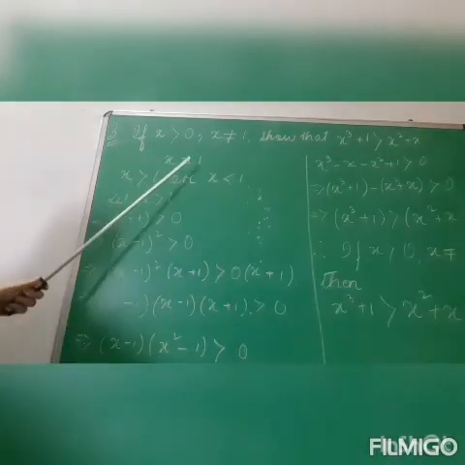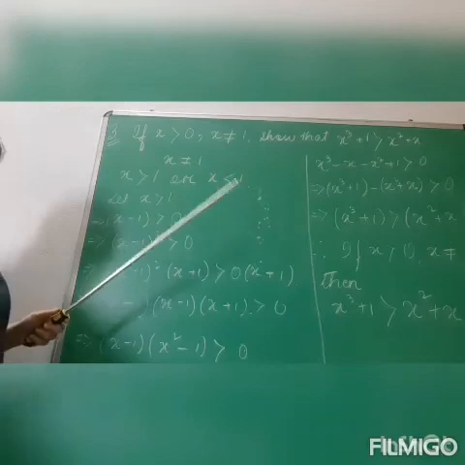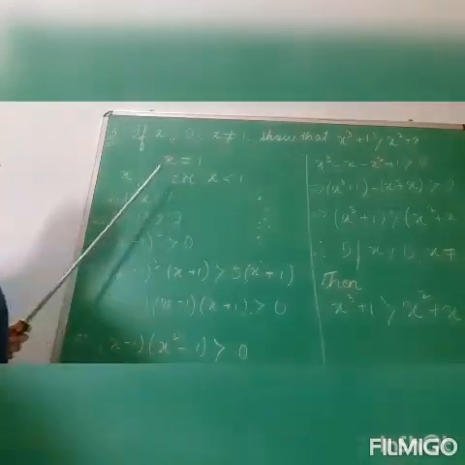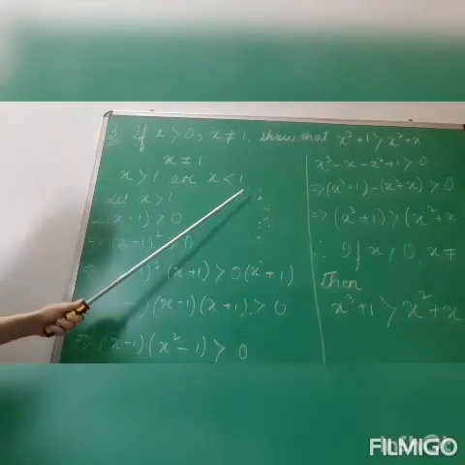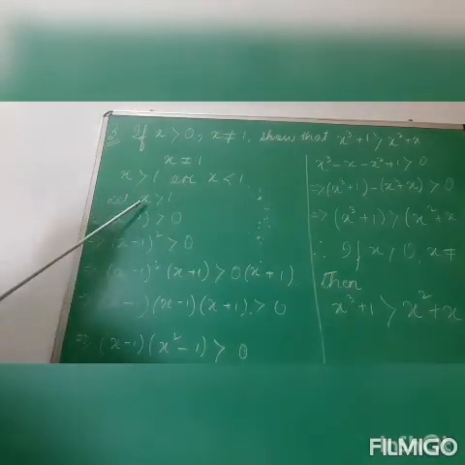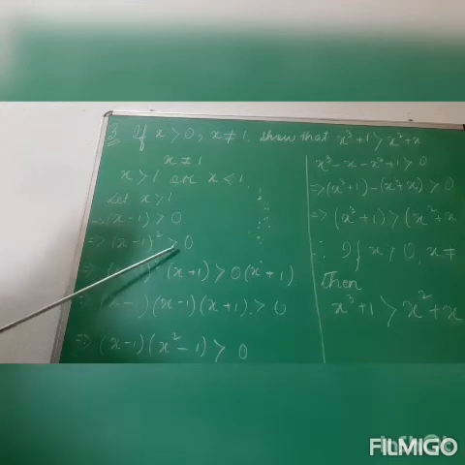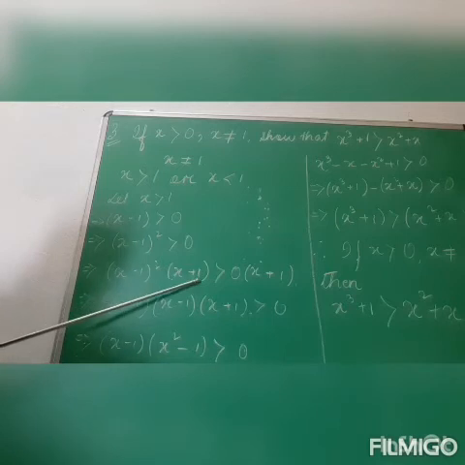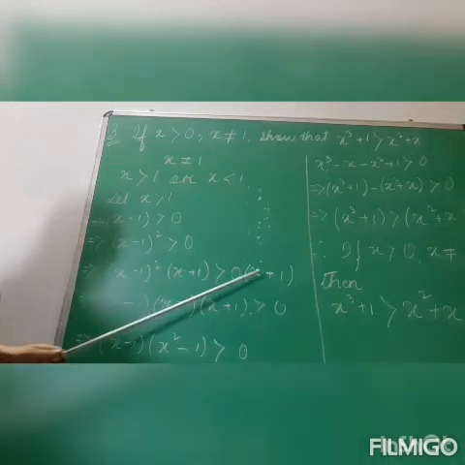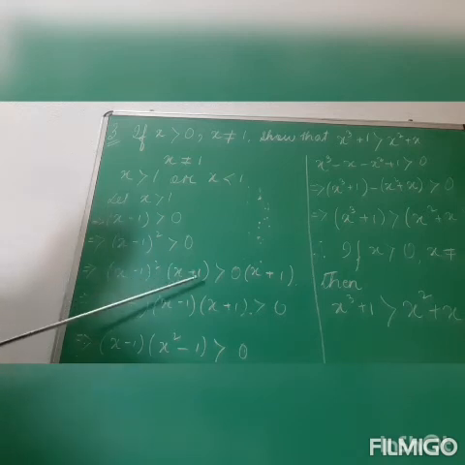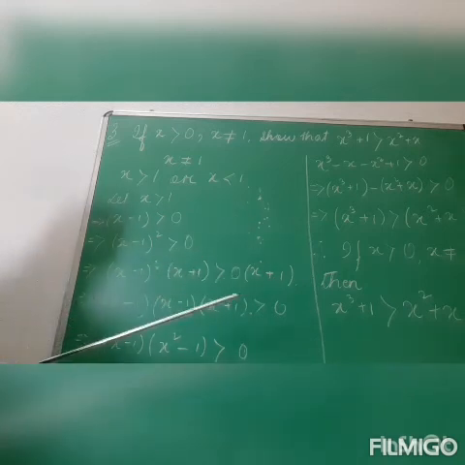Now see, x is not equal to 1. That means it can be either x between 0 and 1, or greater than 1. So x is greater than 1 or x is less than 1. Now let us suppose x is greater than 1. That means x minus 1 is greater than 0. That means (x minus 1) whole square is also greater than 0. (x minus 1) whole square into (x plus 1). I have multiplied by x plus 1 here, and also 0 into (x plus 1). Now (x minus 1) whole square times (x plus 1) is greater than 0 into (x plus 1).